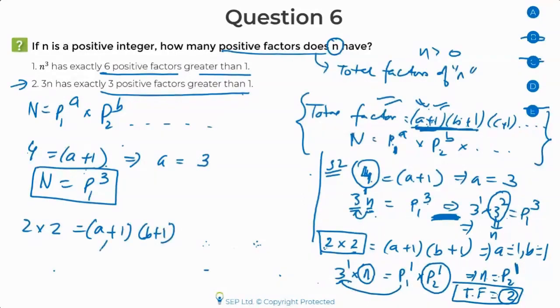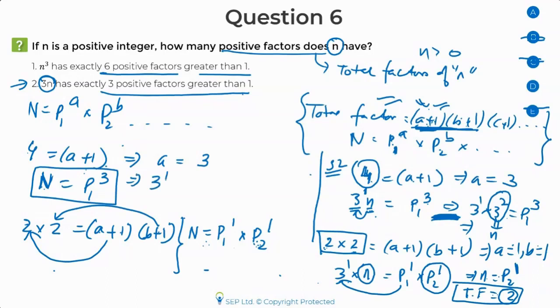If A plus 1 is 2, then A has to be 1. If B plus 1 is 2, then B has to be 1. So from this case, you can say N is equal to P1 to the power 1 times P2 to the power 1. That is what you can write in general. Now in this question, your capital N is basically 3 times small n. So in this case, you would say 3 to the power 1 times n is equal to P1 cube. P1 is a prime number. I'm emphasizing on it again, prime number.